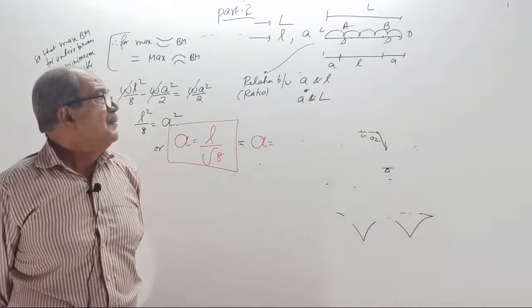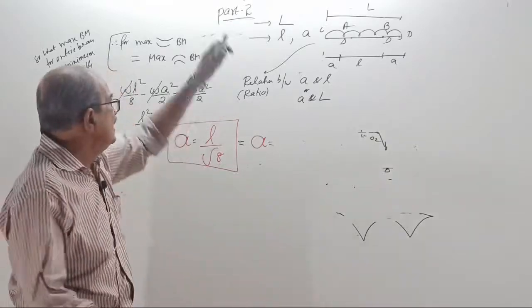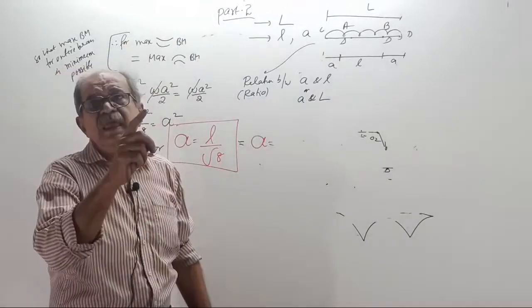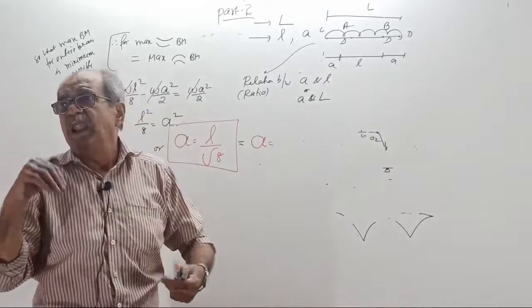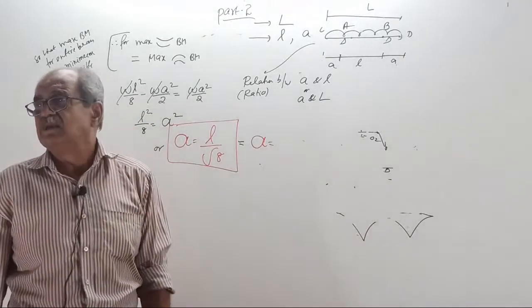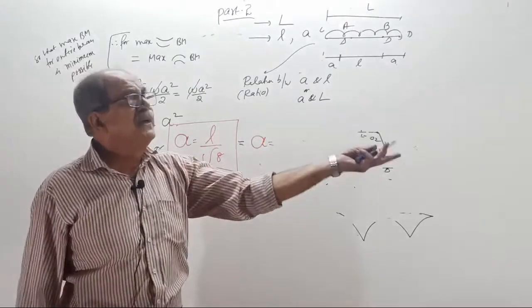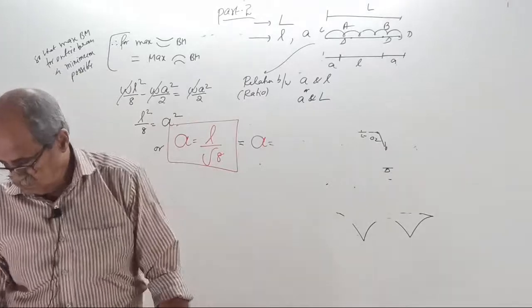Why? For sagging and hogging both to be present, what is the condition? Overhang should be within half the L. It should be within half the L. It cannot go above half the L. If it is more than half the L, sagging will not come.